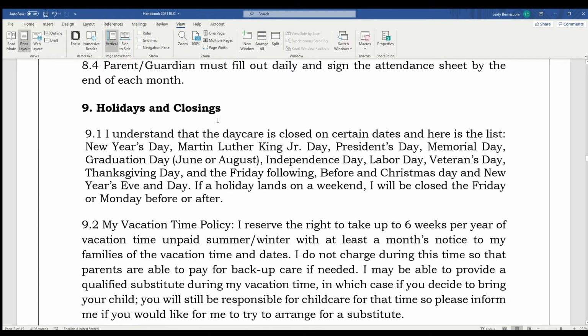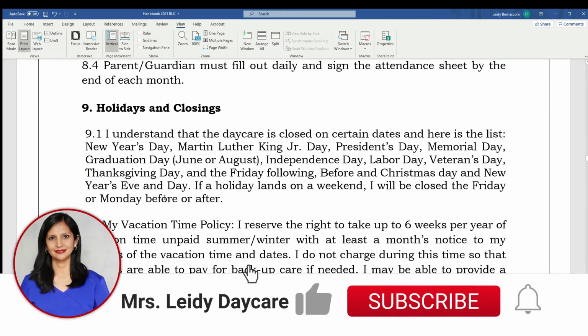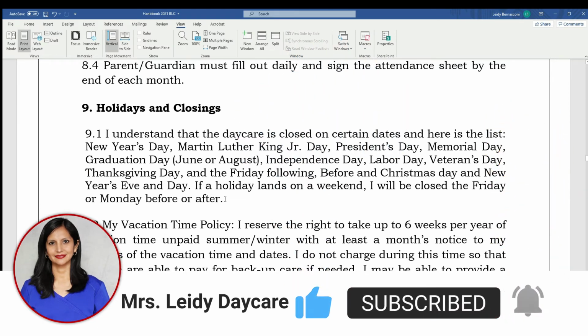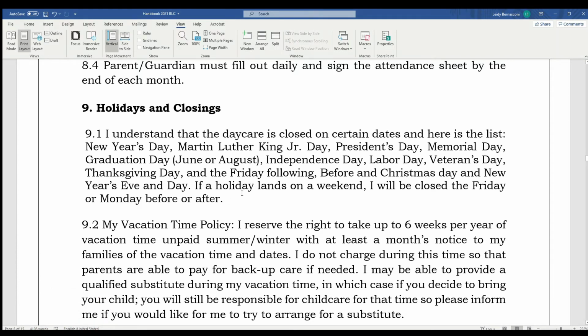Number 9 explains about the holidays and closing days. When you have a new contract, it's really important that you explain to your families the days that you want to be closed. These days can be the federal holidays. You can choose maybe 1 or 2 weeks off in the month of July or December. This is up to you. You are the person who decides how many days you want to be closed.